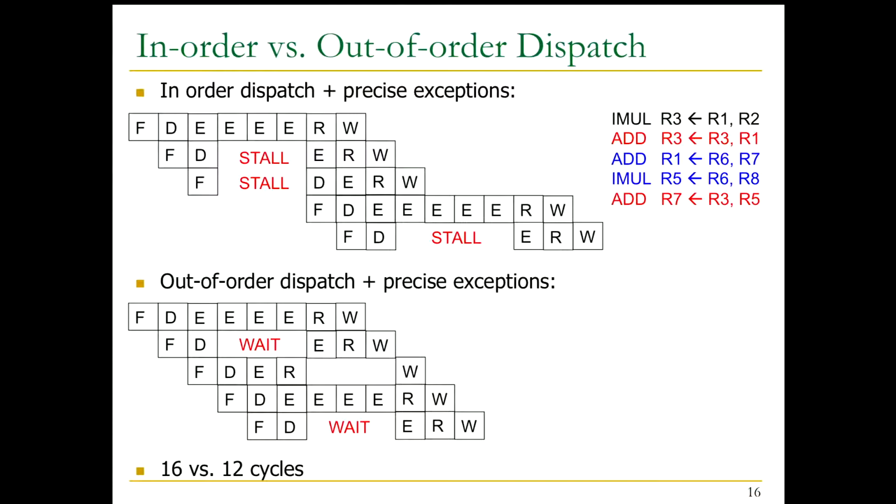So if you look at this, this add is independent of previous instructions, but because this add, the second add, cannot move, it needs to stall. This add also needs to stall. This add needs to rest, and the next add, it's independent, needs to rest also. Sounds bad. That's why you take 16 cycles over here.